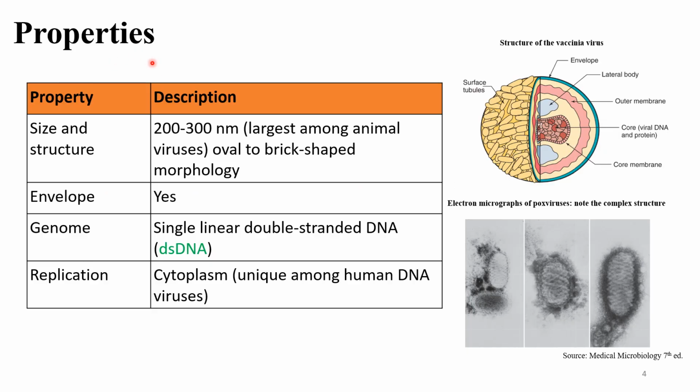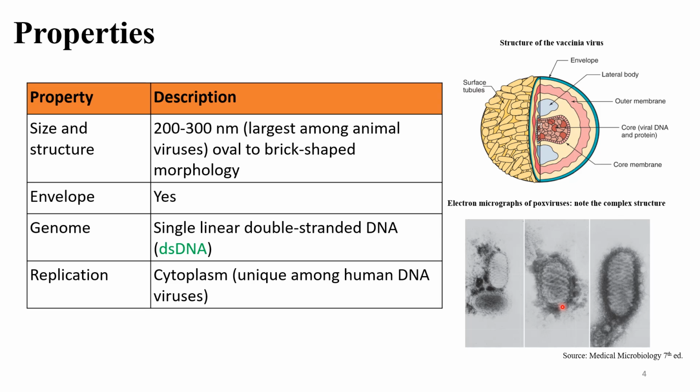We now talk about the properties of viruses. These are relatively large viruses. They are 200 to 300 nanometers in size, so they are considered among the largest animal viruses. They're pretty much comparable to some of the smallest bacteria like chlamydia and can be almost seen under the light microscope. Their morphology, as we mentioned earlier, is oval to brick shaped. They have an envelope, as you can see here in this illustration, and here under the electron microscope, you can also see the oval or brick shaped morphology.